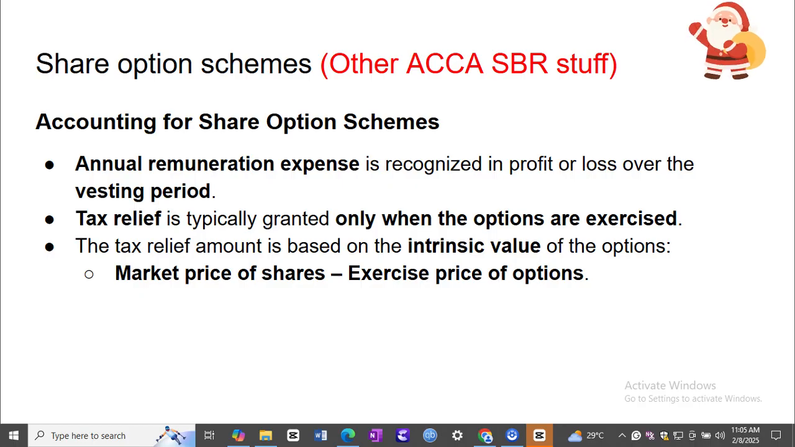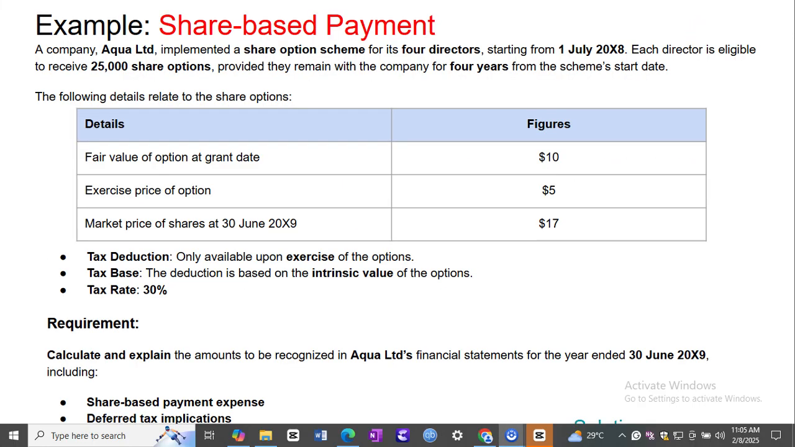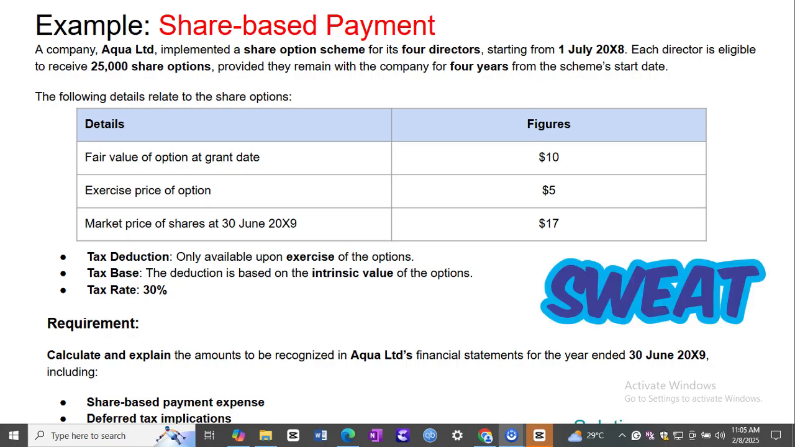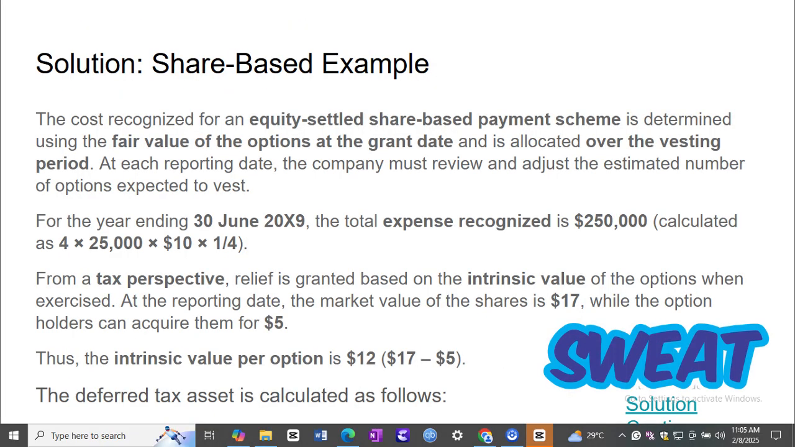Okay, let's use an example, see how this works. Our source material has this case study about Aqua Ltd. They gave share options to their directors starting July 1st, 20x8. Each director can get 25,000 options if they stay with the company for 4 years. The fair value of those options at grant date was $10. The exercise price with the director's pay is $5, and the market price of the shares at the end of June 20x9 was $17. So let's break it down, first the expense. For the year ending June 30th, 20x9, the company recognizes a total expense of $250,000.